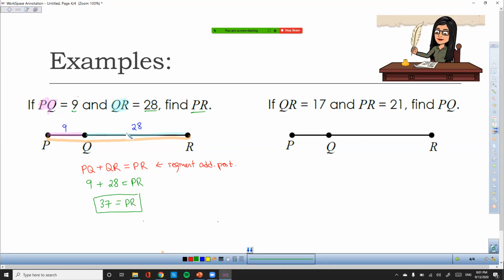Pretty basic, right? Again, we just add from here to here, which is 9, plus from here to here, which is 28. So together should be what? 37.